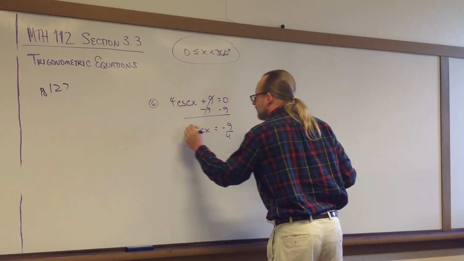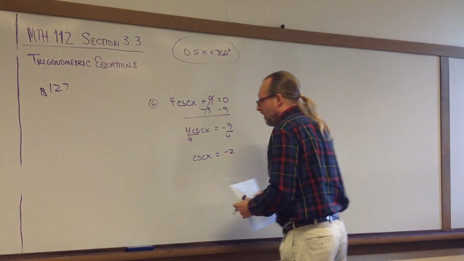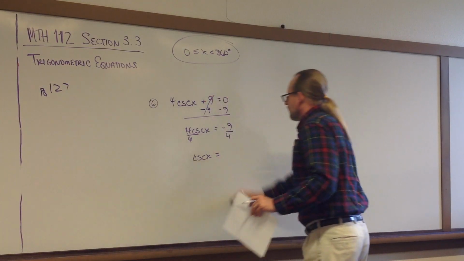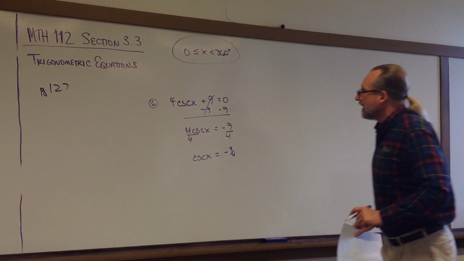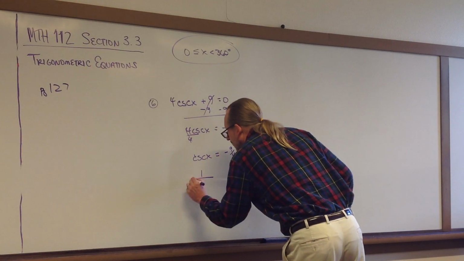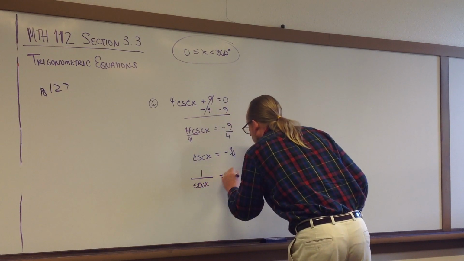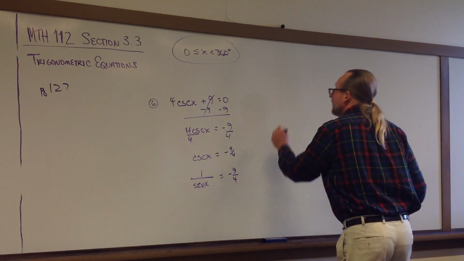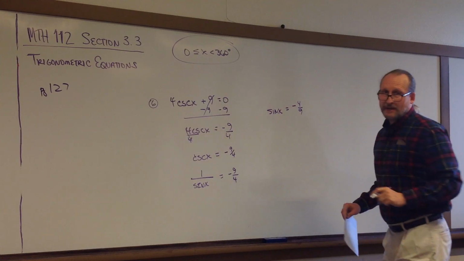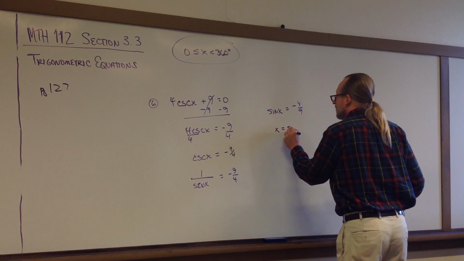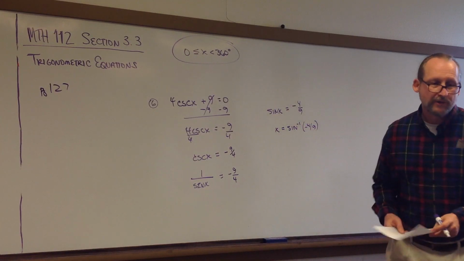And divide by 4. So this is going to be -2. Well, I'll leave it as -9 over 4 because we're going to take a reciprocal here in just a minute. Okay? So 1 over the cosecant is 1 over the sine. And so that means that sine x will be -4 over 9. And so then x is going to be the inverse sine of -4 over 9.